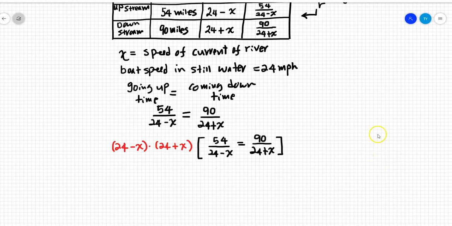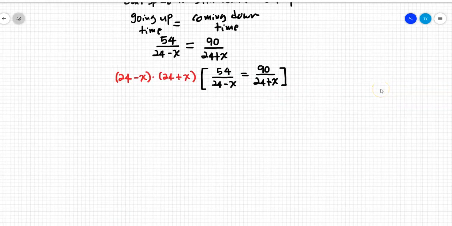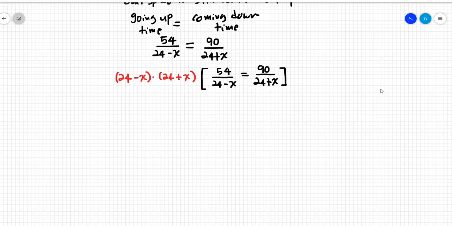Okay, so now we're going to have to multiply this. So first term on the left, 24 minus x and 24 minus x, that cancels out. So that's just giving us the 24 plus x times 54. Same thing on the right, 24 plus x cancels out and gives us the 90 times 24 minus x.